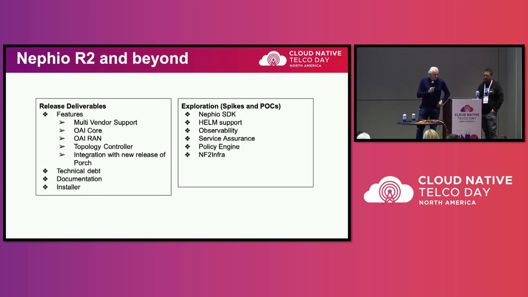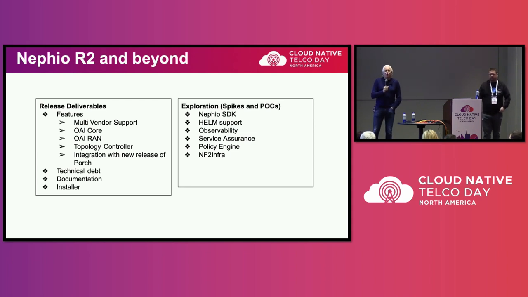In R2, what are we focused upon? There is a second open source project, which is called OAI. We wanted to prove that we can not only do a single vendor with free5GC, but we can also use OAI as a use case, as well as extend it to the RAN side of things. We focused in R1 on the core side, so in R2, we are targeting that.